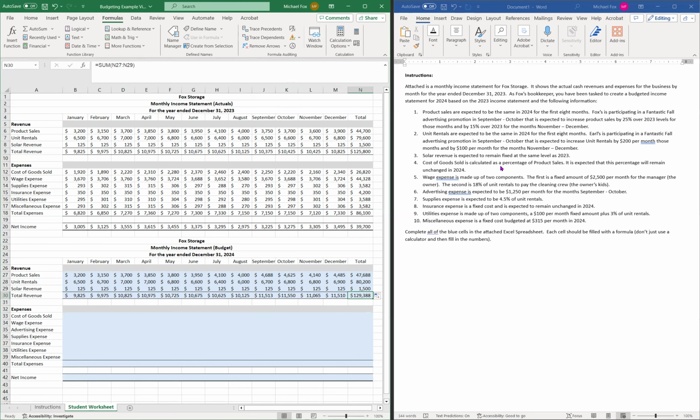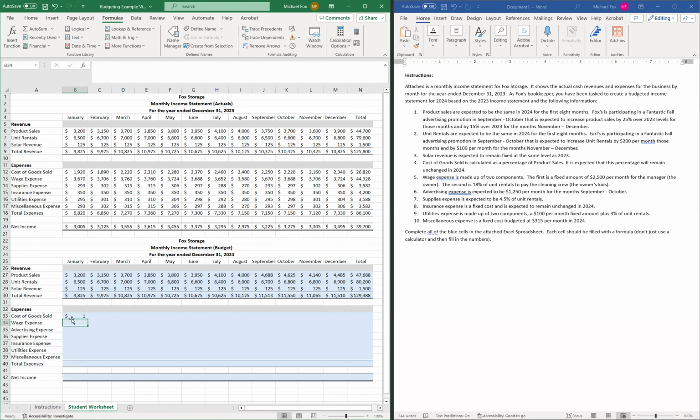Our cost of goods sold is calculated as a percentage of product sales. It is expected that this percentage will remain unchanged in 2024. So for this one, I've got to figure out what that percentage is. So I can see up here that I had cost of goods sold and product sales. So what I'm going to do is I'm just going to say this equals my cost of goods sold, I'm sorry, cost of goods sold divided by my product sales.